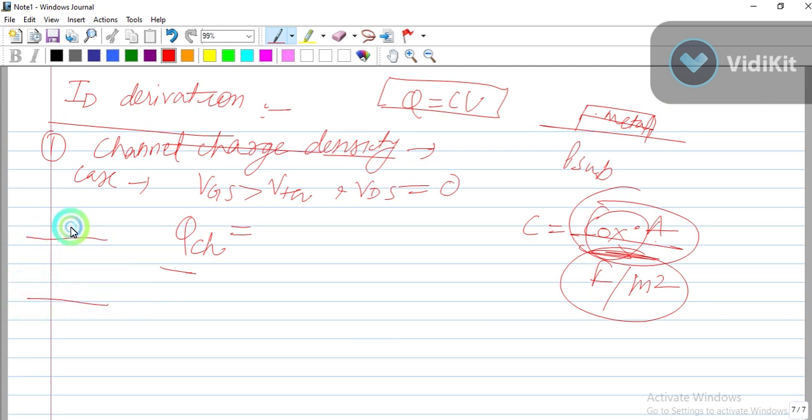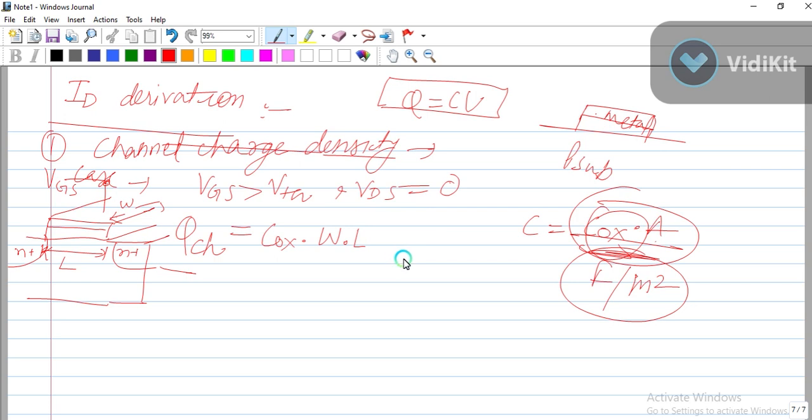This is the 3D picture. This is W and this is L, so the area will be W into L, right? So it will be Cox times W times L. Now we need V. What is V? The gate voltage which we are giving, VGS. So times VGS. Is it correct?